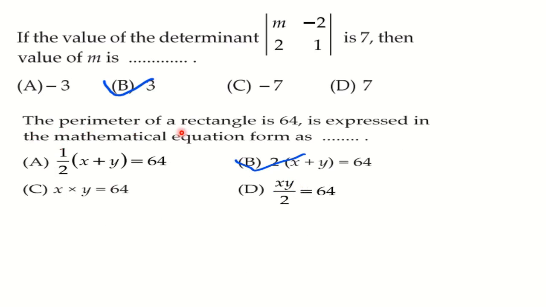The perimeter of a rectangle is 64. It is expressed in mathematical equation form as. You have to write down the mathematical expression here. So you know the formula for the perimeter of a rectangle, 2 inside the bracket length plus breadth. So the only correct option you can find here is B. Very clear. For length we are taking x, and for breadth we are taking y as the variable. So this is the correct option.